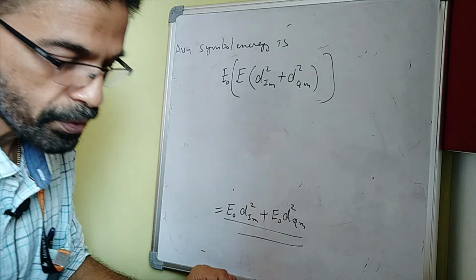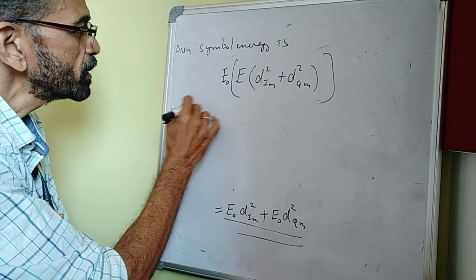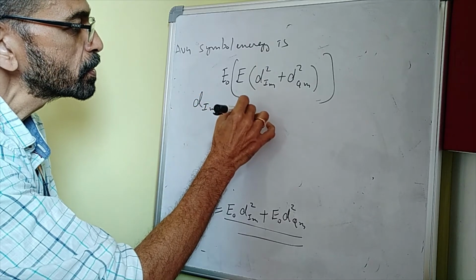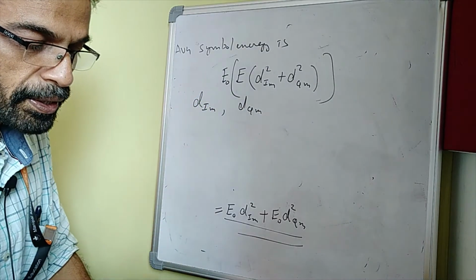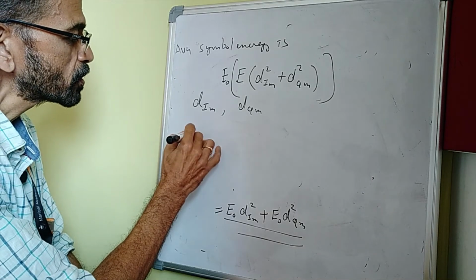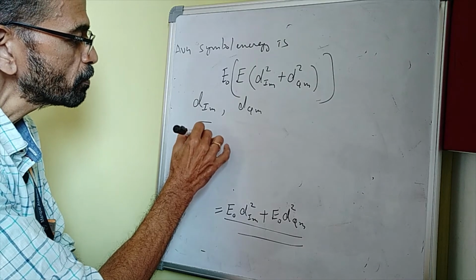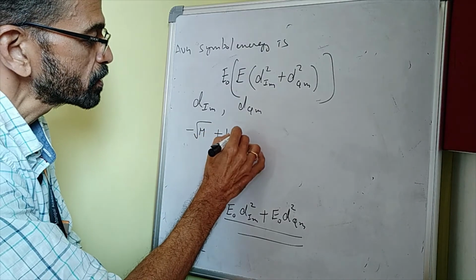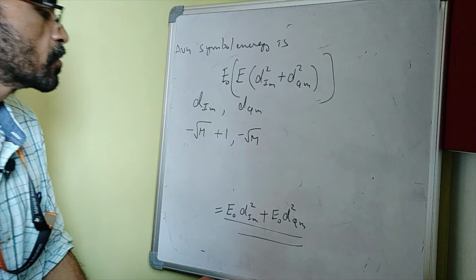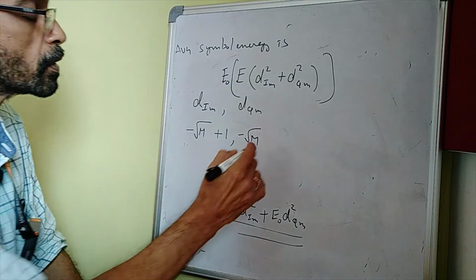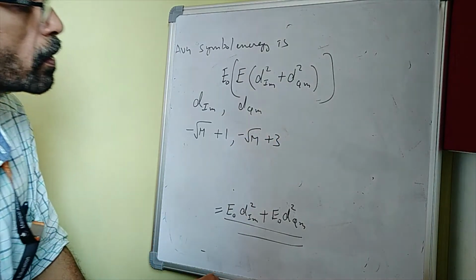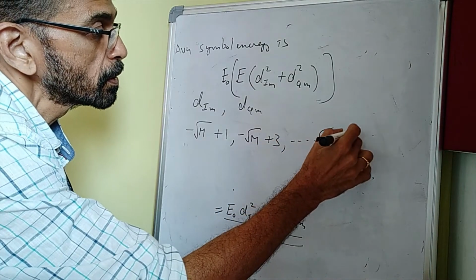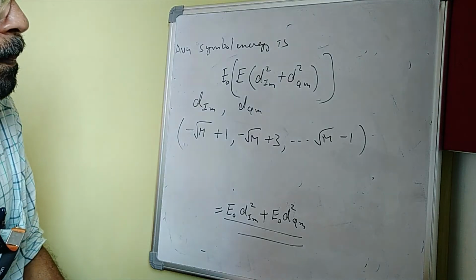And we note that dim as well as dqm take a set of values, that is, they take values from a range which we express like this. So, isn't it? This is what we had.